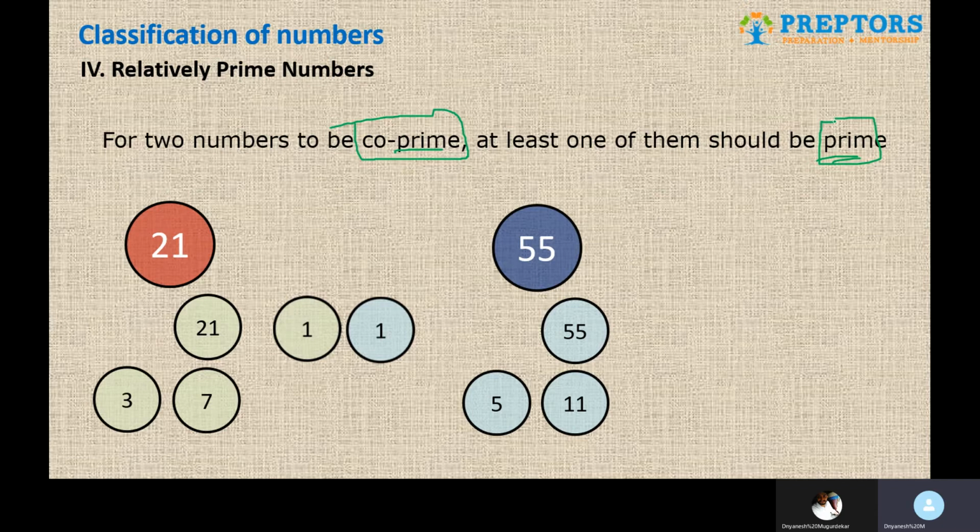Both the numbers can be composite by their own individual nature and still can be co-prime. So don't get confused with the words prime. Co-prime and prime are entirely different ideas. That's the first point.